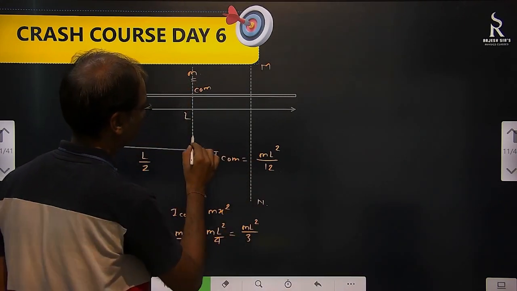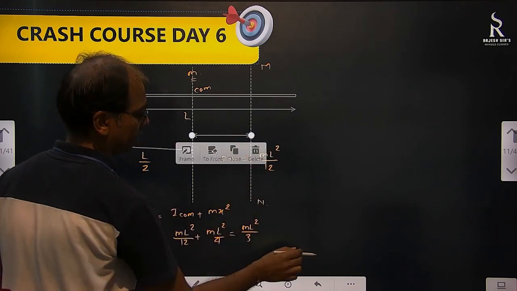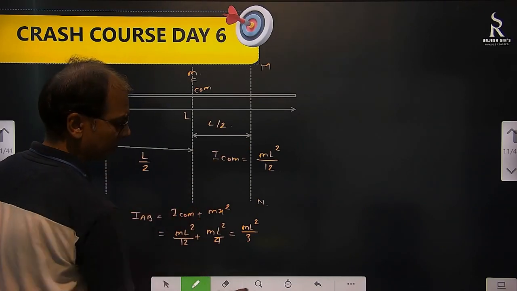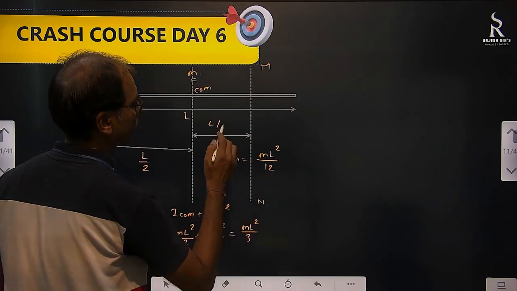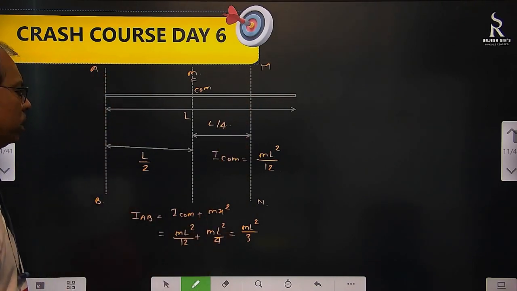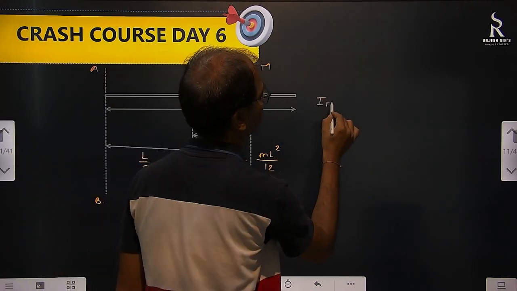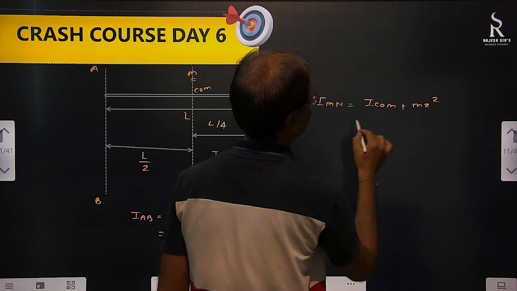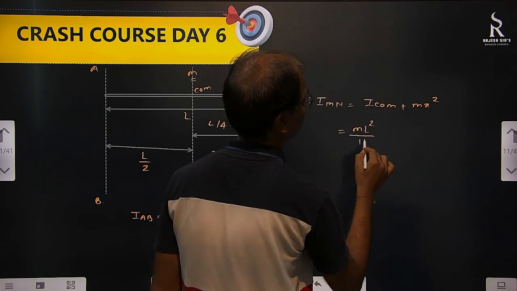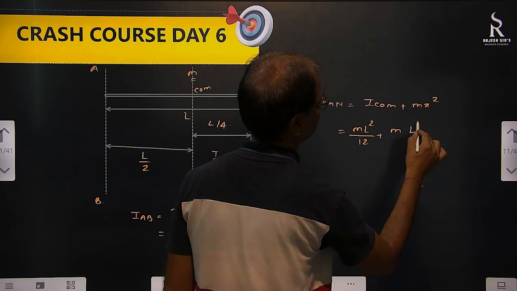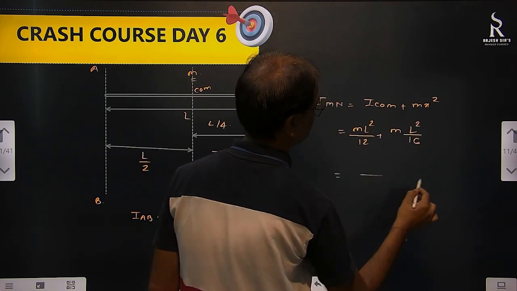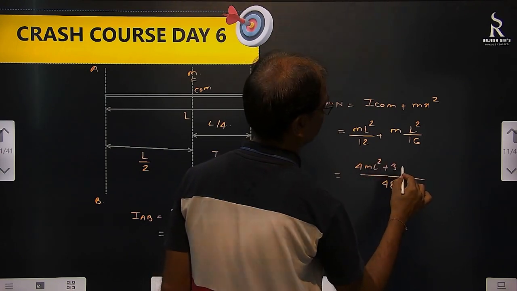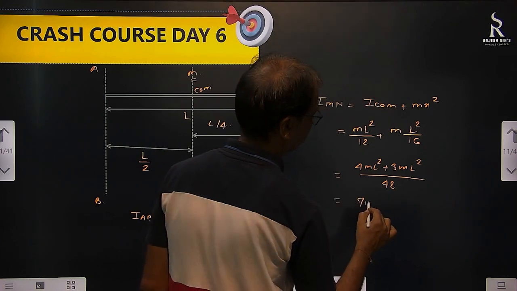Okay, we'll make it. Right. So now this is maybe L by 2 again. Not L by 2, not possible. Take it as L by 4. So I about Mn is what? Imn, same formula, Icom plus mx square. So this is ml square by 12 plus m (L by 4) whole square, that is L square by 16. This will come 48. So 4 ml square plus 3 ml square. Answer 7 ml square by 48.